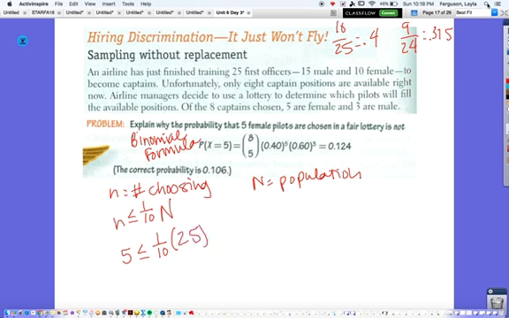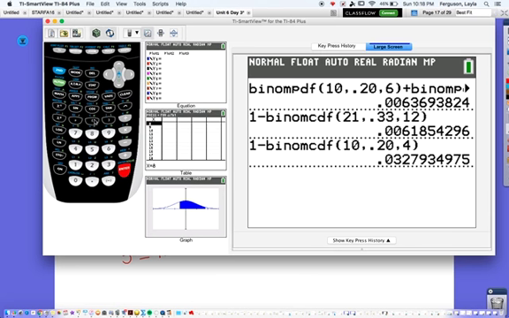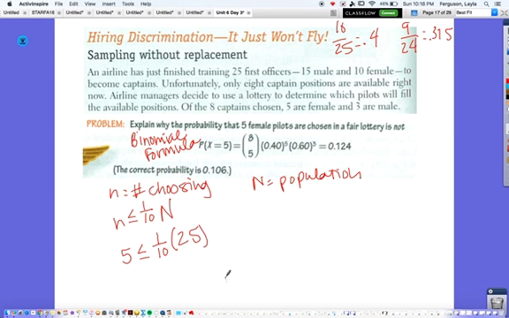And so if we do that, we would see 1/10 of 25 is going to be 2.5. And so 5 is not less than or equal to 2.5, which means that this is not true.